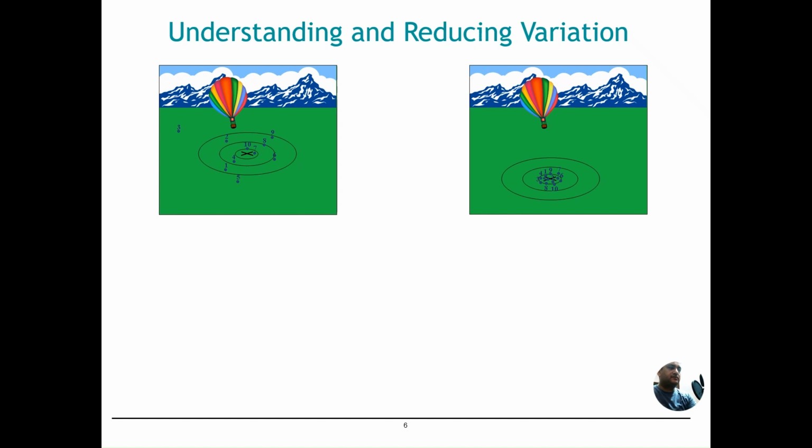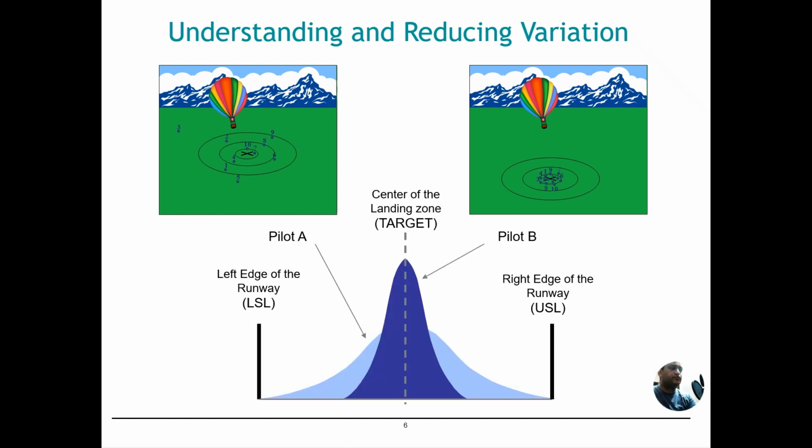Look at this. Which of these two pilots would you like to opt for? Pilot A is not very consistent in landing the balloon on the defined target X, whereas pilot B is more consistent and most of the time is near the target. Of course you would like to go with pilot B.